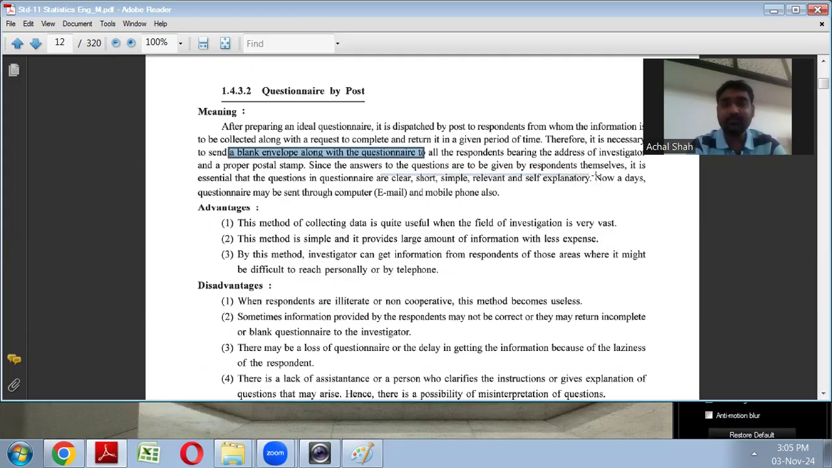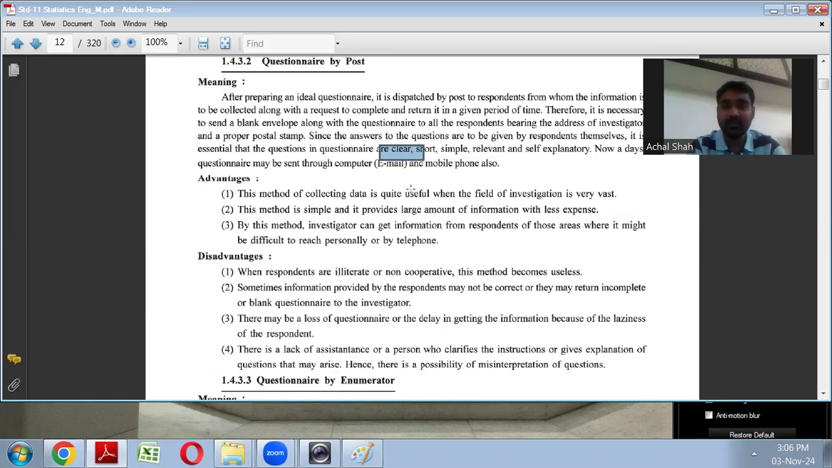And as there is no face-to-face interaction, the respondent is going to give the answers by himself only. So the questions should be very clear, short, simple, relevant, and self-explanatory. Otherwise, he will get frustrated or may avoid answering some of the questions if the answer is too long. So it is very necessary that you prepare the questionnaire in such a way that the answers are very clear, short, simple.